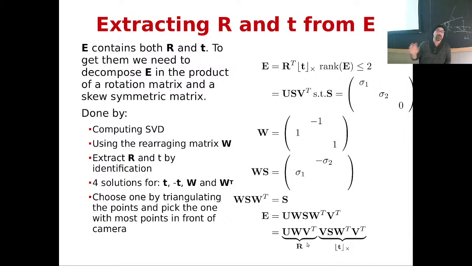Now, remember that if I take a rotation matrix and multiply it by its transpose, I have the identity. So I could easily manipulate this expression by inserting after W, V transpose times V, which is the identity. Now, if you proceed by identification of the resulting expressions, you will find that this first part is obviously a rotation matrix, because it's the multiplication of a rotation matrix times W, which is a rotation matrix, times another rotation matrix.